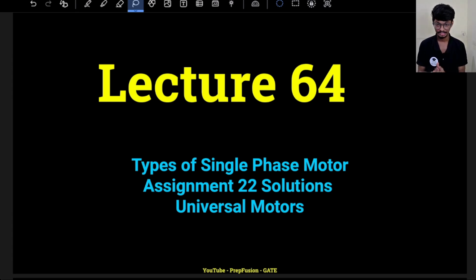So today we will be starting with the final and last lecture of electrical machines subject. So this will be lecture 64, where we will discuss different types of single phase motors. In the previous lecture we briefly discussed the main winding and we did a few problems on equivalent circuit numericals. Today we will discuss different types of single phase motor if I change the auxiliary winding.